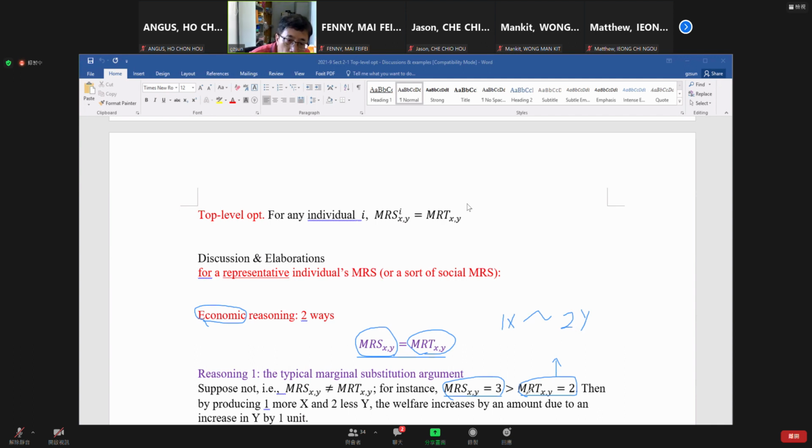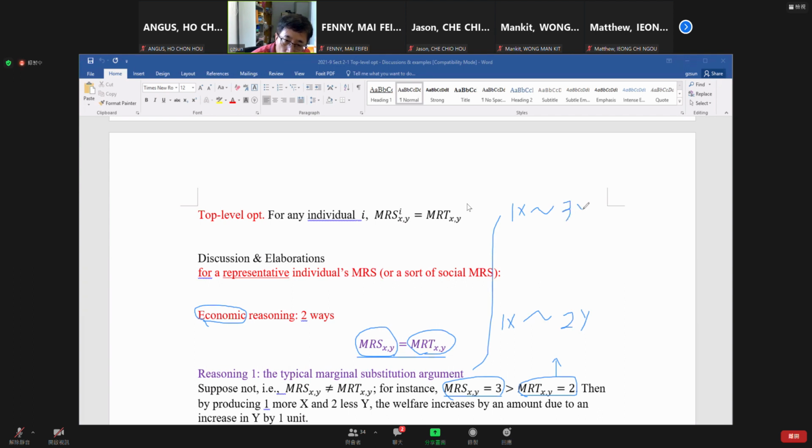Okay, this is the meaning of the marginal rate of substitution between X and Y in technical terms, or the marginal rate of transformation, whatever you interpret it as, that doesn't matter. What matters is this is the rate of change between X and Y. We turn one X into 2Y. That's the meaning. And what's this one? This one means in terms of consumption, 1X is equivalent to 3Y.